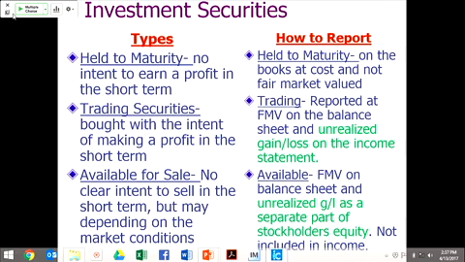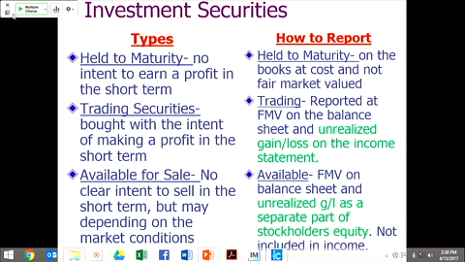Available for sale are just the securities that we invest in, and we're holding on to them. There's no intent to make a profit in the short term. We're just trying to maximize shareholder wealth. Trading and available for sale are both valued at fair market value. So the balance sheet for available for sale will increase or decrease based on what the stock market value is the day you prepare financials. So the balance sheet needs an adjustment.